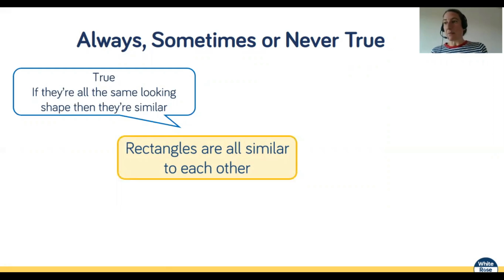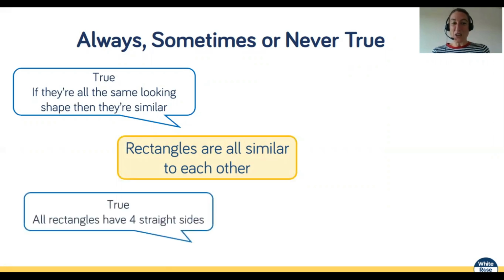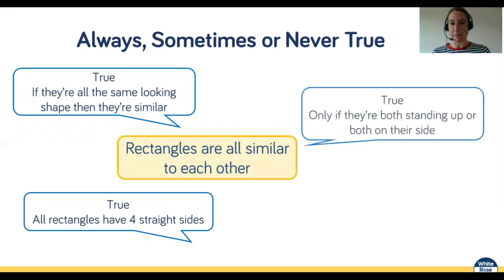I'm sure that you've used similar in the classroom before without it being mathematical. So for instance, I'm sure I've said, I always get you two confused because you look similar. So it's really getting across the difference between how we use it in the day-to-day language and what mathematically similar means. Another one, true, because all rectangles have 4 straight sides. So again, it's the same misconception around what mathematically similar means.